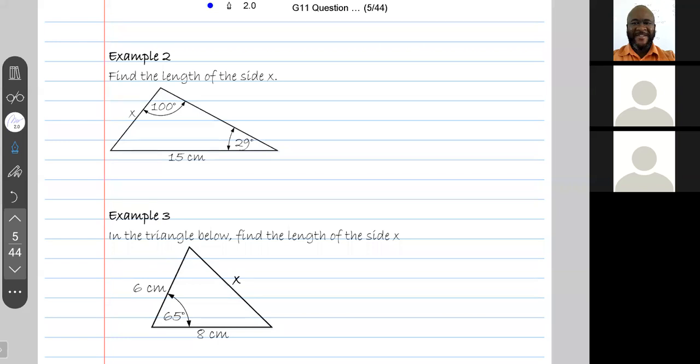I can see clearly that I know the size of two angles.